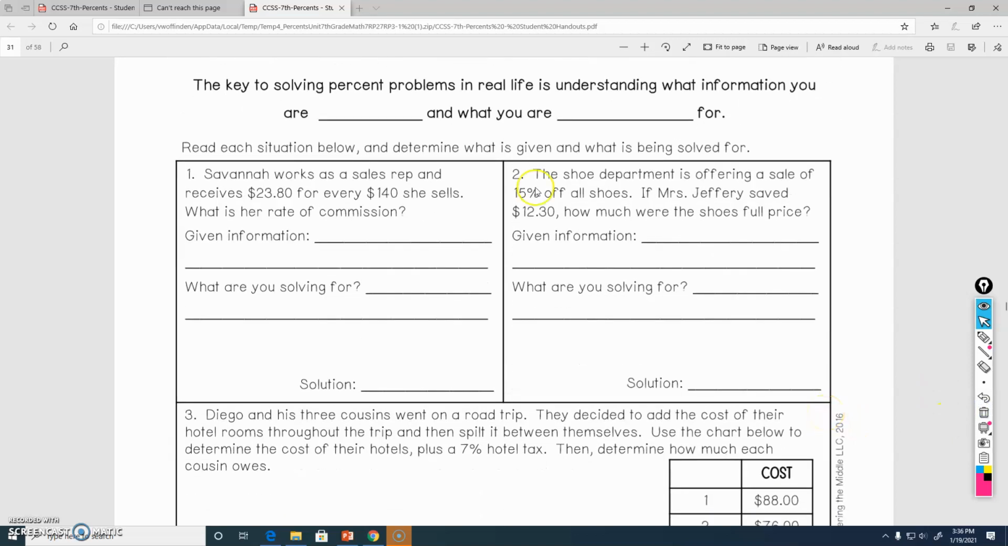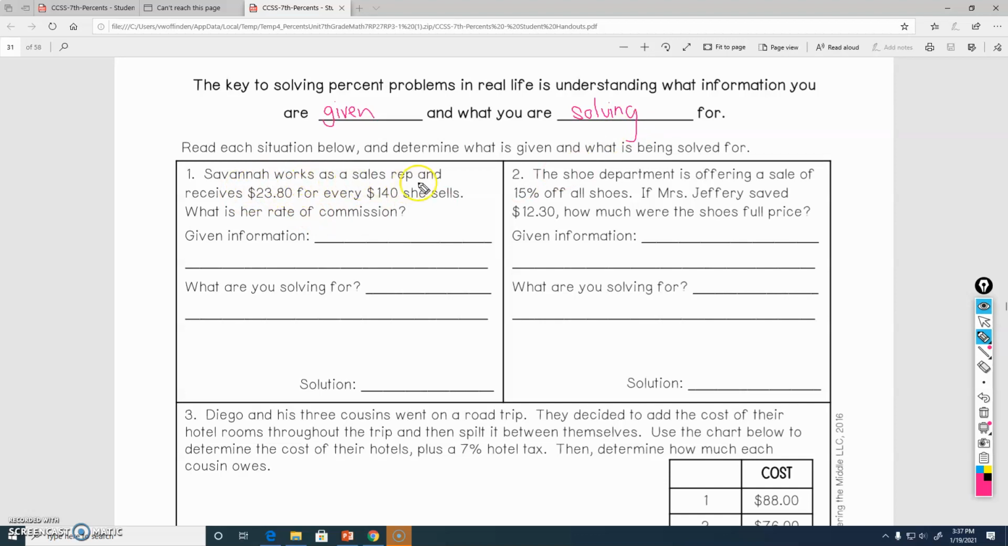The key to solving percent problems in real life is understanding what information you've been given and what you are solving for. So let's go ahead and work through some problems here.